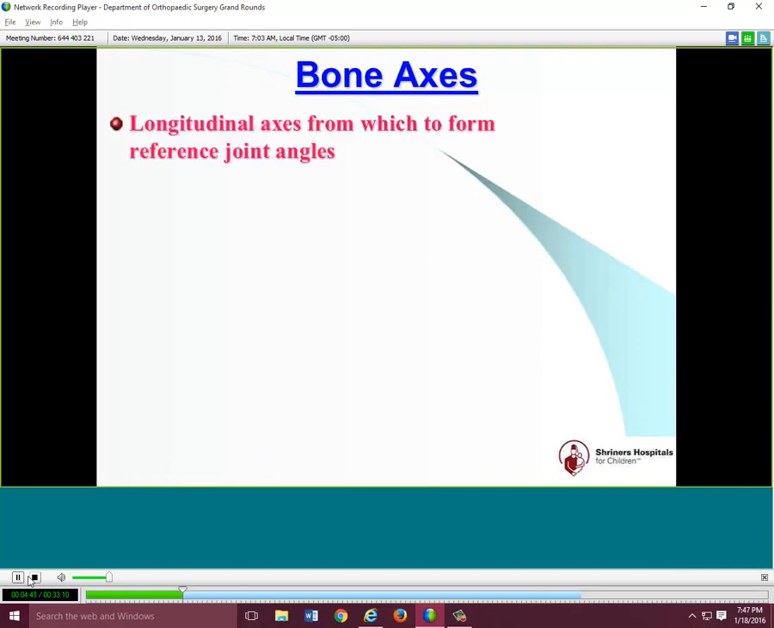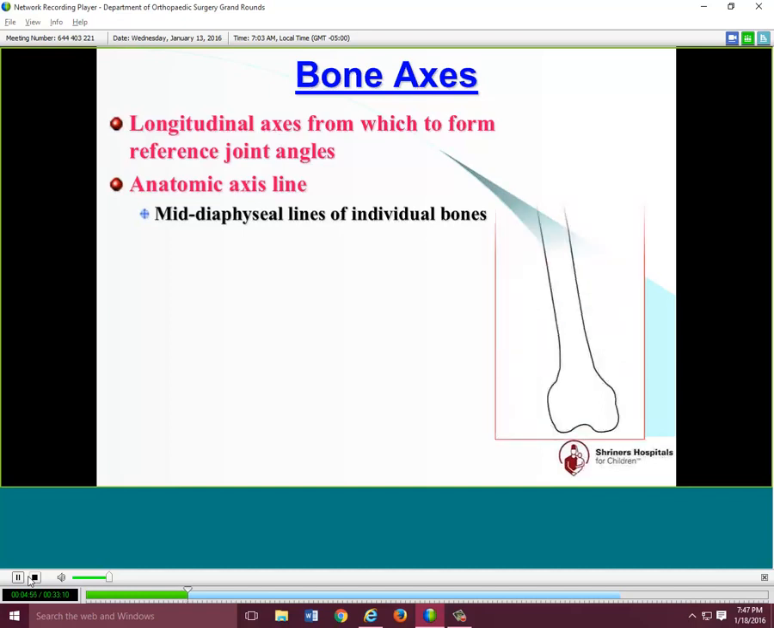So let's talk about the bone axes for a minute. These are longitudinal axes from which we can then make reference joint angles. There's two choices. There's the anatomic one, which is the mid-diaphyseal line through the individual bones.